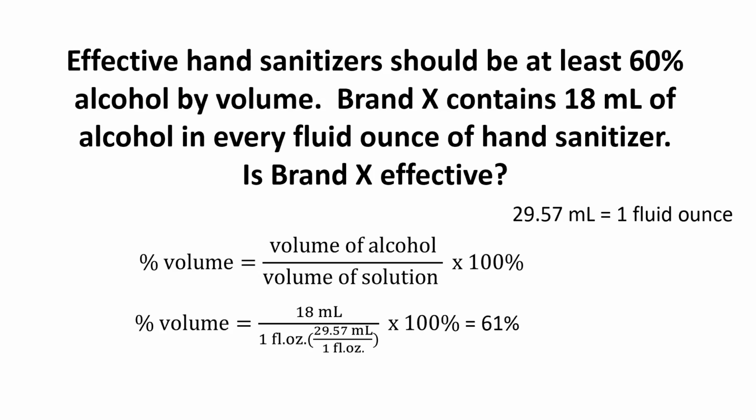And then there's a conversion between fluid ounces and milliliters: 1 fluid ounce, 29.57 milliliters. And then times 100% to get us on that percent scale. And we find that our percent volume for this hand sanitizer is 61%. So yes, brand X is effective.